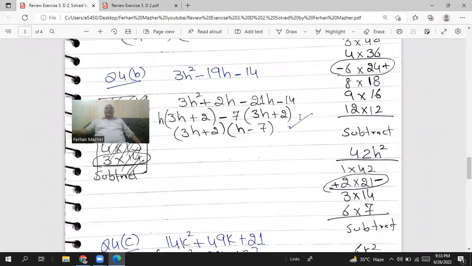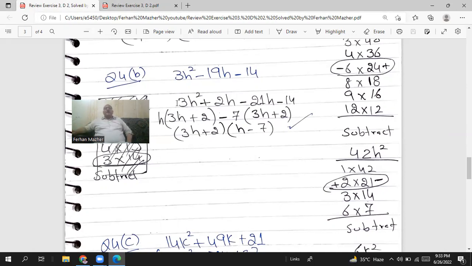So here with the third term, you have a negative sign. So here I will write subtract. So you choose that pair which by subtraction will give me minus 19. So 21 and 2 is the right pair because you want minus 19. So with the large number, I will put the negative sign, and with the small number, I will put the positive sign. So you will have 3h square plus 2h minus 21h minus 14.